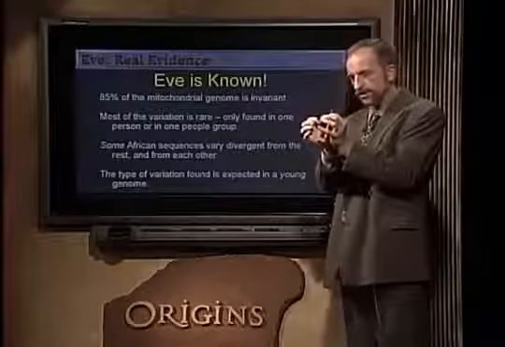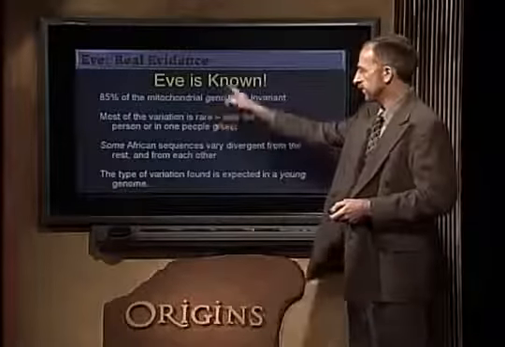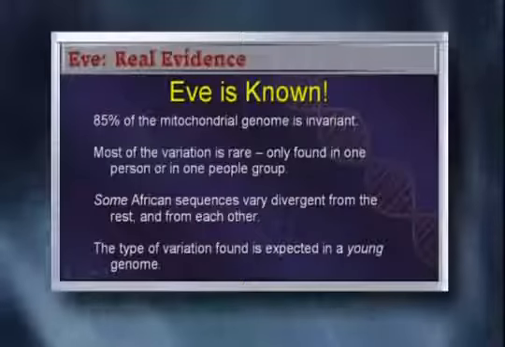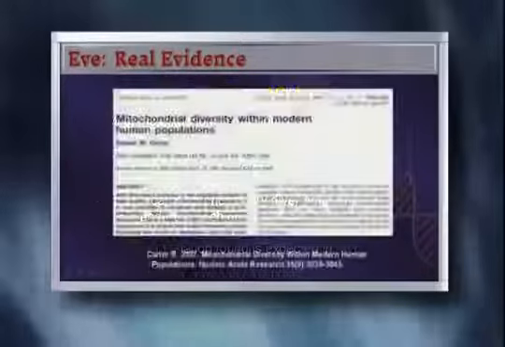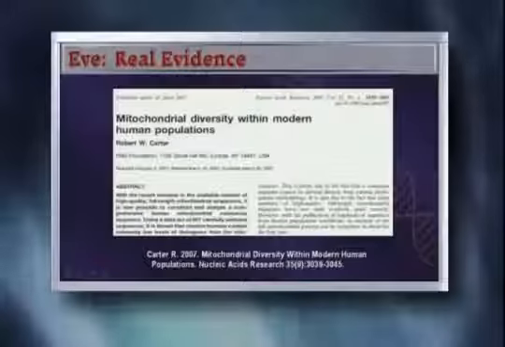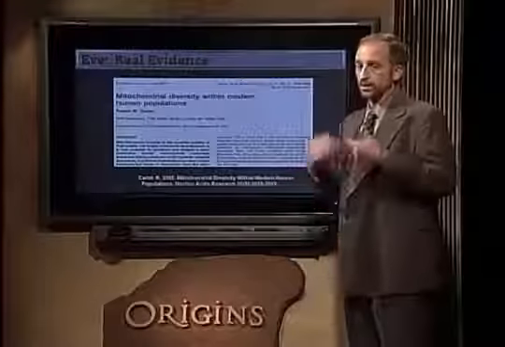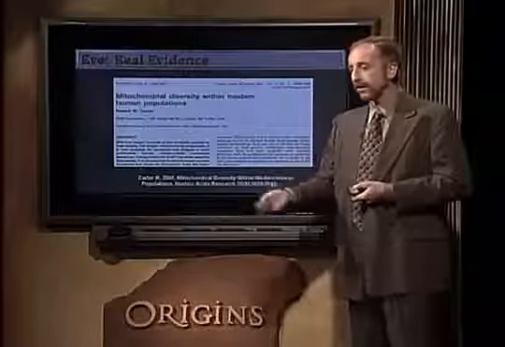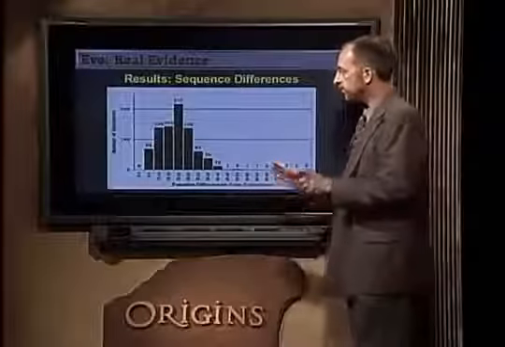They're in groups of African sequences that are different. And this kind of information here is what we'd expect to see if the genome is young. Here's a paper that I had published in an evolutionary journal, Nucleic Acids Research. I was studying mitochondrial diversity within modern people, and I recalculated Eve. And I looked at the diversity amongst people.